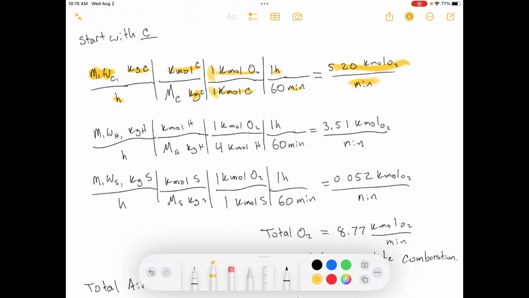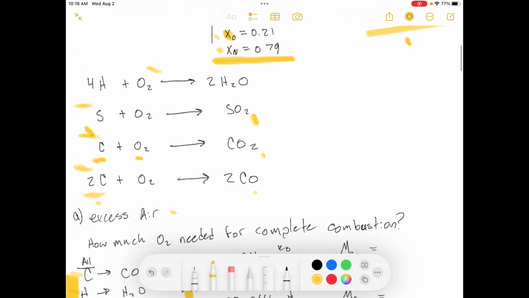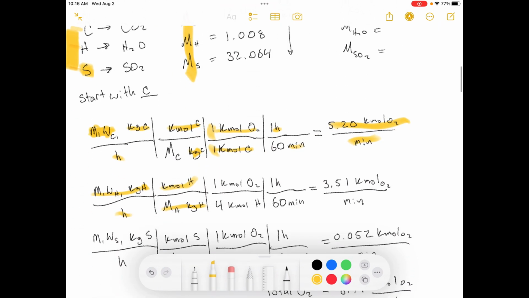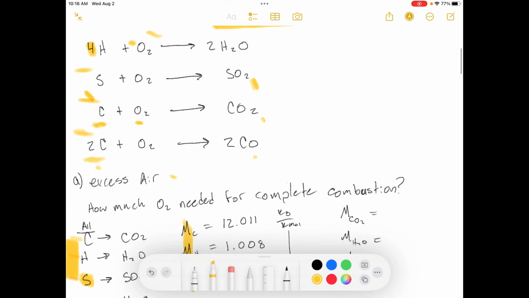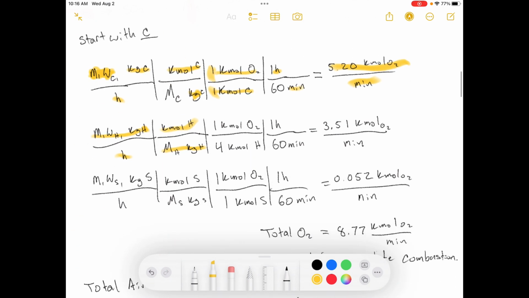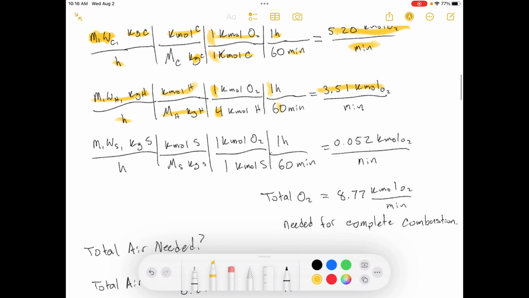So we start with carbon, now we do the exact same thing, but we do it with the hydrogen, okay? We say, this is our mass of hydrogen going in, now we convert that into moles. For every 4 moles of hydrogen, we need 1 mole of water. We need 1 mole of oxygen, okay? So every 4 moles of hydrogen, 1 mole of oxygen, convert hours into minutes. This is the amount of oxygen we need to fully burn the hydrogen.